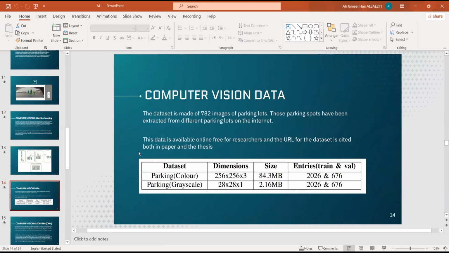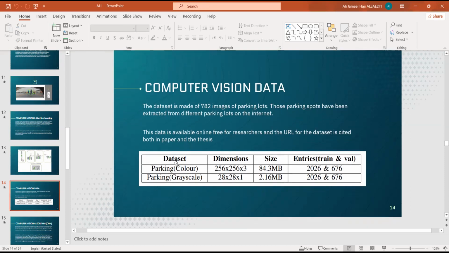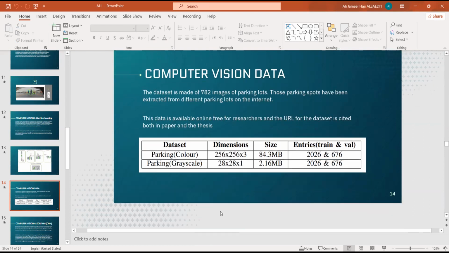Computer vision data. The dataset is made of 782 images of parking lots. Those parking spots have been extracted from different parking lots on the internet. This data is available online for free for research, and the URL for the dataset is given in both the paper and the thesis. The dataset contains information and shows parking color and parking occupancy.